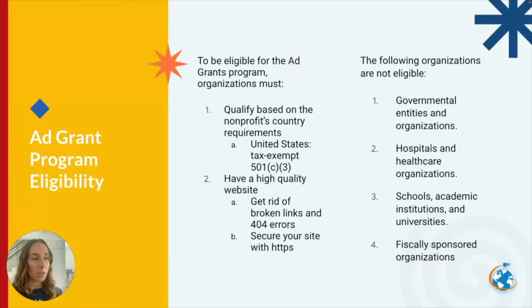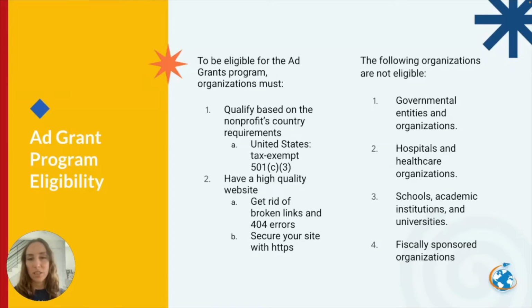So, in order to be eligible within the United States, you do have to be a 501c3 nonprofit. And then you can see on the right-hand side there, some organizations aren't eligible for the ad grant, including organizations working in the government, hospitals and healthcare, and then schools, academic institutions, or universities, and then fiscally sponsored organizations.